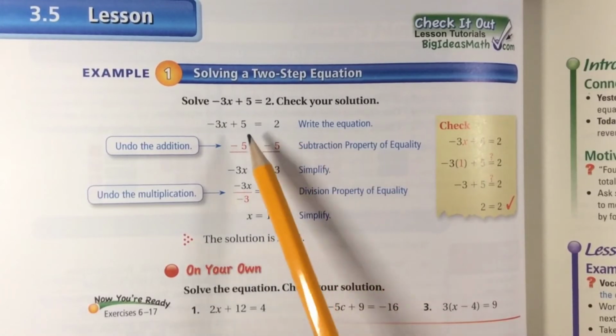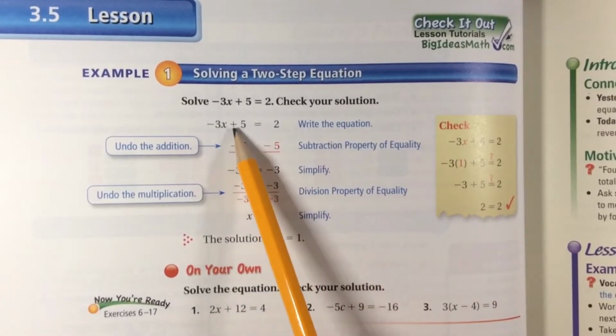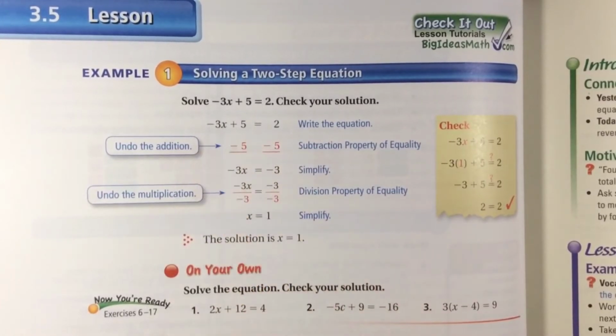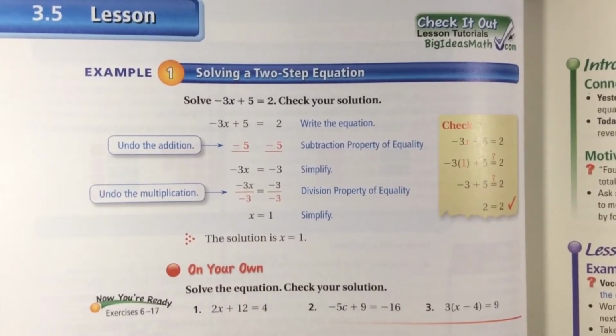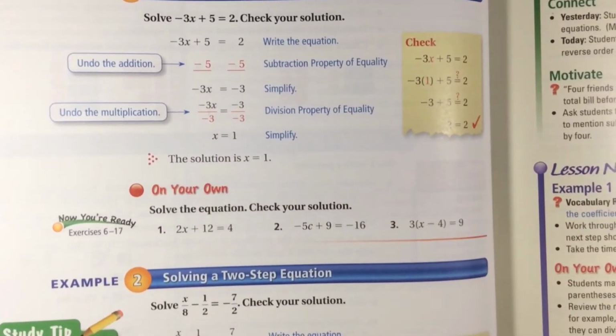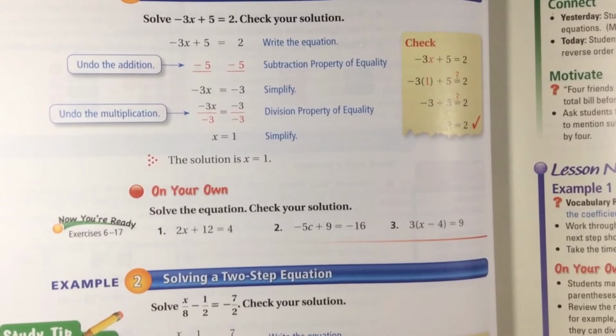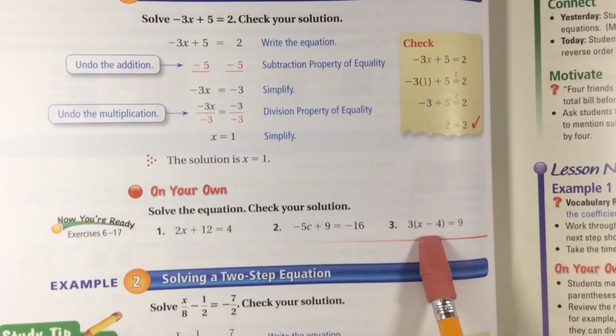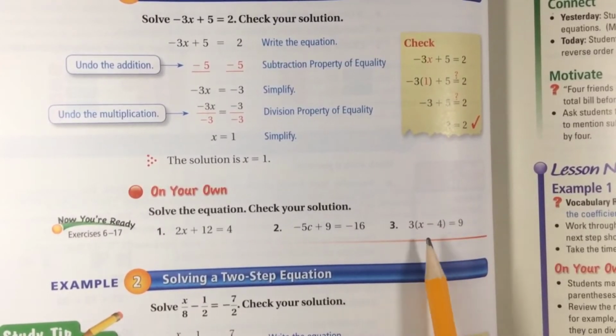So just 2 steps. First, you undo addition or subtraction. Then, you undo multiplication or division. And there are 3 problems for you to do here. This one might be a little tricky because you have to simplify this side first by using the distributive property. So first, use the distributive property here, then undo addition or subtraction, and then undo the multiplication or division.